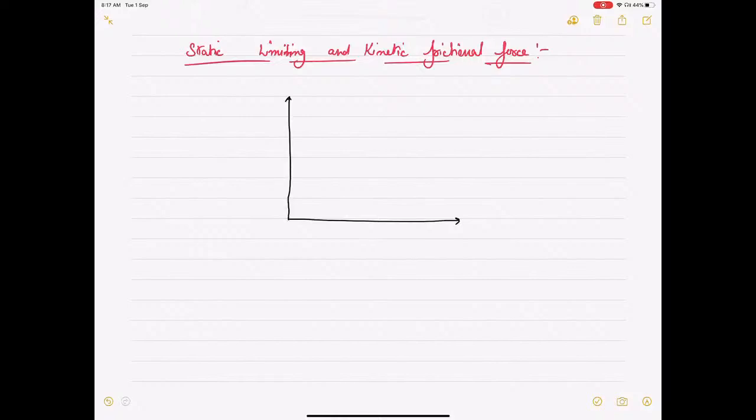Along x-axis, let's say force applied, and along y-axis, the frictional force. The frictional force increases as we apply the force up to a certain point, and the object doesn't move. This amount of force is known as static frictional force. Let us say this is point O, and the peak point says A.